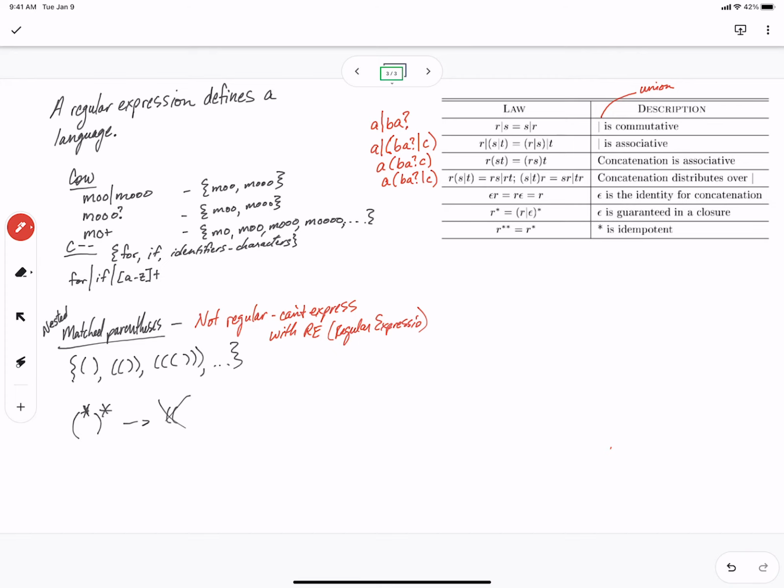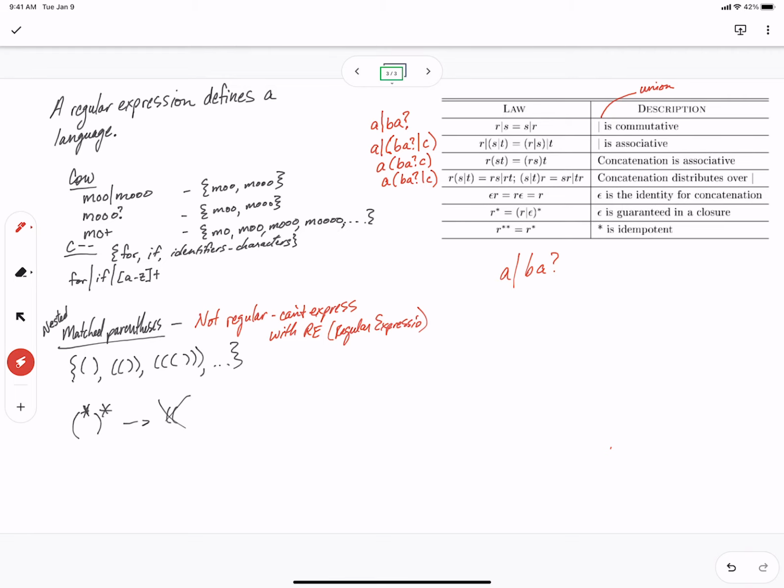Okay, now let's look at this figure in the book, which talks about the different laws we can use when combining languages. So let's look at the first one, that union is commutative. And we're going to use this as an example, A unioned with B, A question mark. So first of all, it's A unioned with B, A question mark.